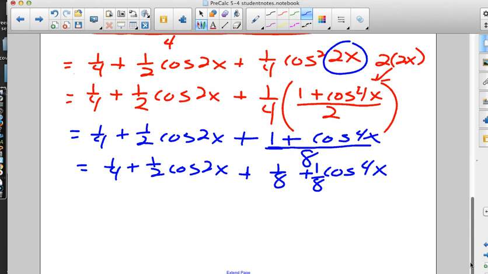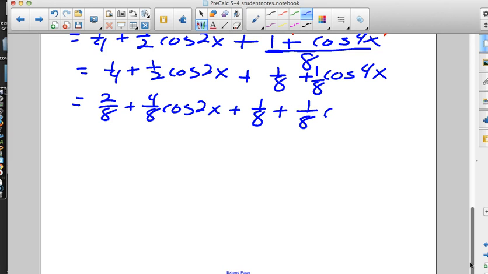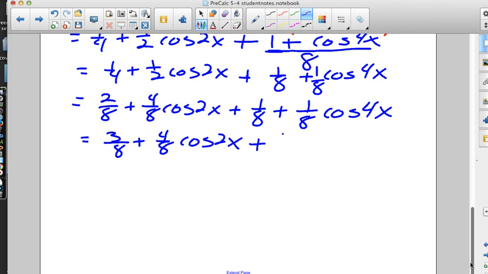All right. Might be helpful at this point to have everything in 8s, since that seems to be our least common denominator. So let's see what we have in 8s. 2/8 plus 4/8 cosine of 2x plus 1/8 cosine of 4x. Well, 2/8 plus 1/8 is 3/8 plus 4/8 cosine 2x plus 1/8 cosine 4x.